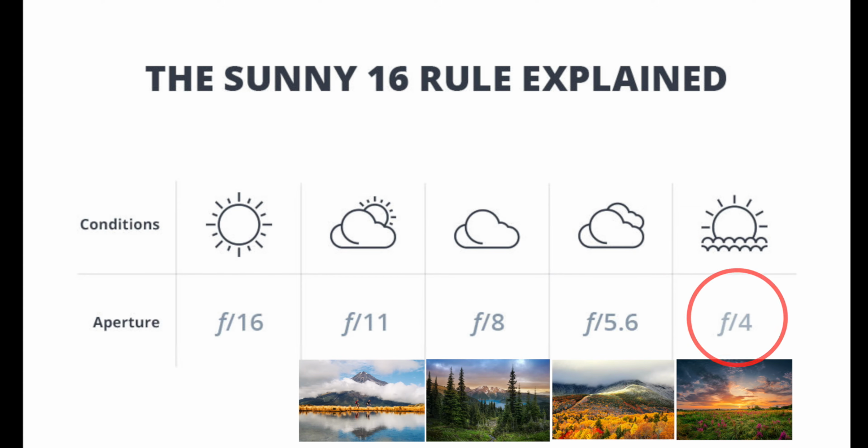No matter which of these situations you find yourself in, the same rule of having the shutter speed as the inverse of the ISO applies, just as it did with the Sunny 16 rule. If you're using an ISO of 400, get the shutter speed as close to 1/400th as you can. If you're at an ISO of 800, get the shutter speed as close to 1/800th as possible. You see where I'm leading with this.